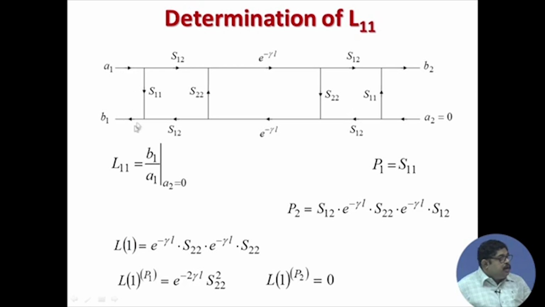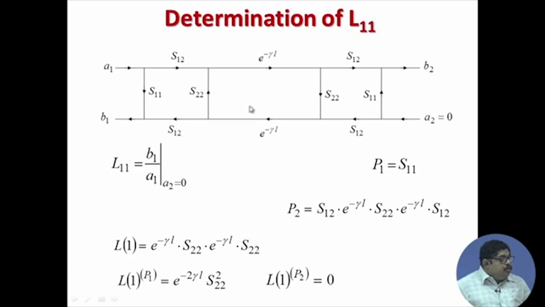So, A1 to B1, one path is P1, another path is this: S12 e to the power minus gamma L, S22, then e to the power minus gamma L, S12. So, there are two paths. Is there any third path? I can go here? No, because this is not allowed. So, there are two paths.